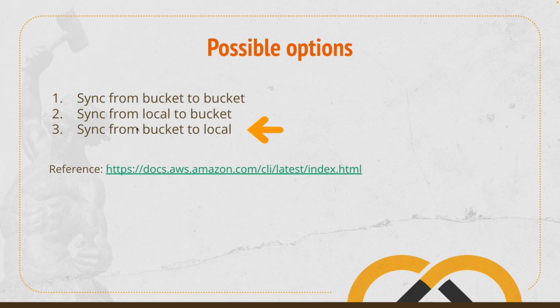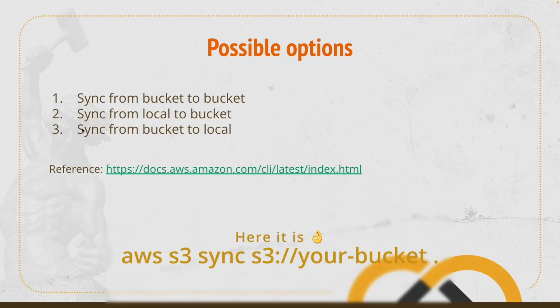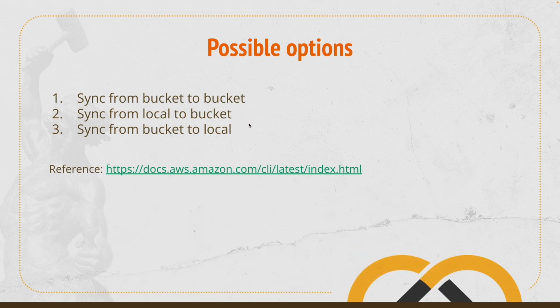You can download all the files from a bucket to your local machine, but I'm not gonna demonstrate it. It's basically doing the same thing, but you reverse the origin and the destination. And that's it. Now we learned how to use the sync command from S3 to optimize the way that you manage content between your S3 buckets.